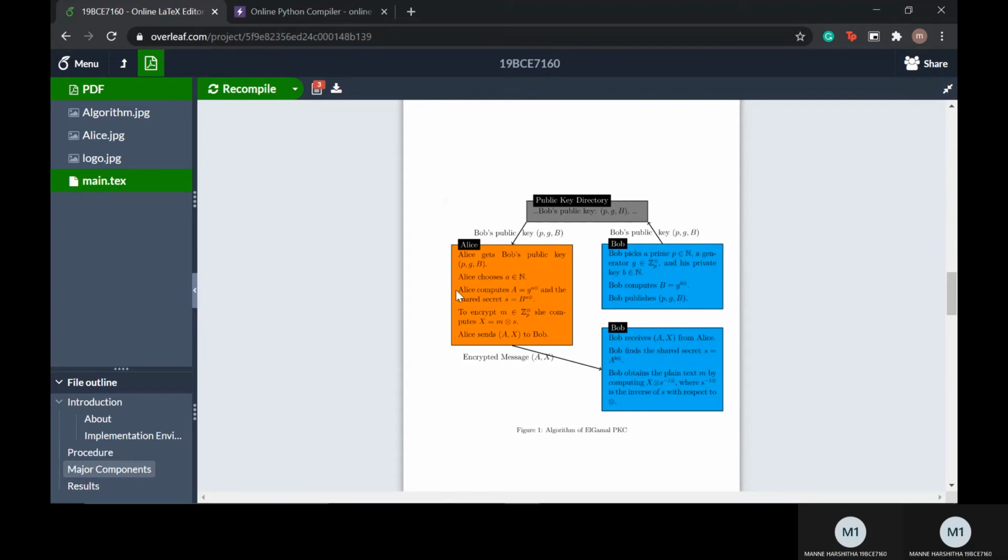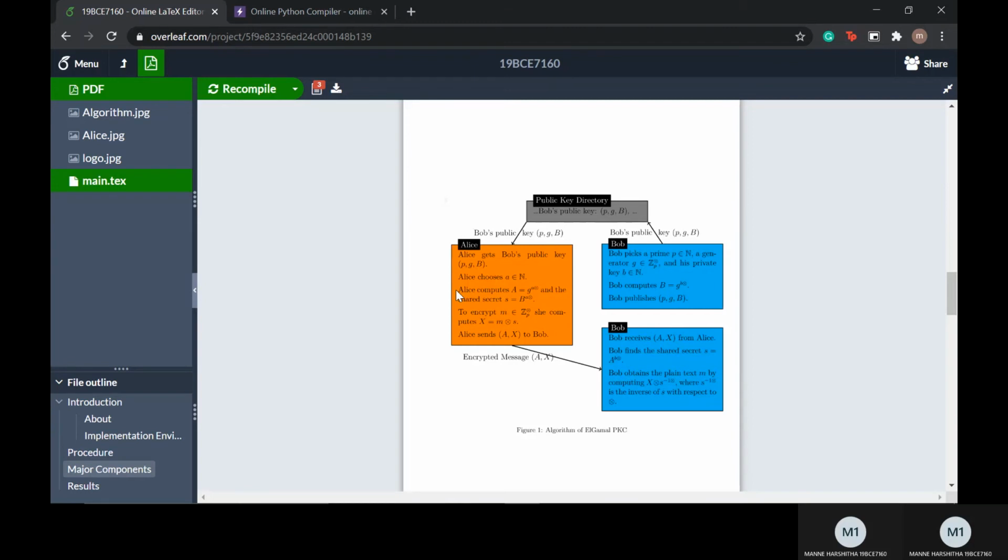In the first phase, Bob chooses a very large number Q and a cyclic group F to the base Q. From the cyclic group F to the base Q, he chooses any element G and an element A such that GCD of A and Q is 1. Then he computes H equals G^A. Bob publishes F, H equals G^A, Q, and G as his public key and retains A as his private key.